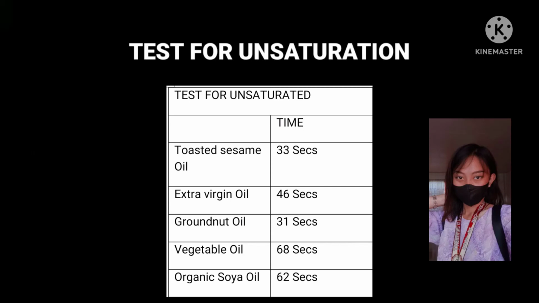For unsaturation, we'll be observing the time. For toasted sesame oil, we had 33 seconds. For extra virgin olive oil, we had 46 seconds. For groundnut oil, we had 31 seconds. For vegetable oil, we had 68 seconds. And lastly, for organic soy oil, we had 62 seconds.